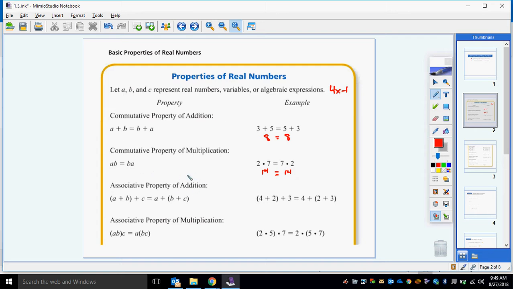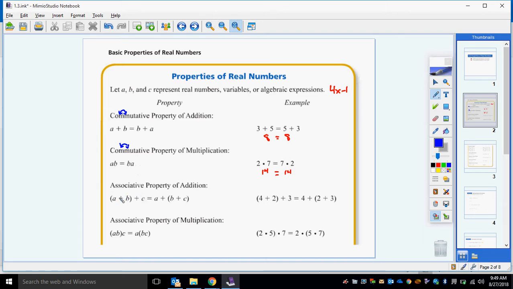Then we also have associative property of addition. Let me go back to commutative. The way I remember commutative is that if I switch the order of the m's, it's still equal to the word commutative, right? It doesn't matter the order of the m's, they're both going to be there and it's still going to be equal. Associative has to deal with parentheses.